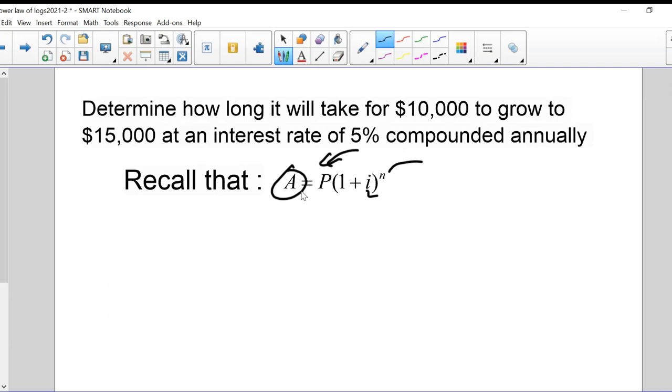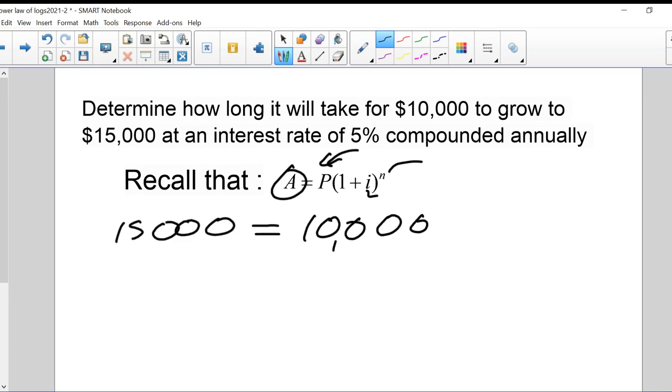So the amount of money that you're trying to get to is the $15,000. So that's your A, right? And you started off with $10,000. And so I'm going to leave that behind now, though. We started off with $10,000. So that's my P. And my interest rate is 5%. So it's 1 plus, but I have to express that 5% as a decimal. So 0.05 to the power of n. Well, guess what? That's the thing we don't know. We don't know how long it's going to take.